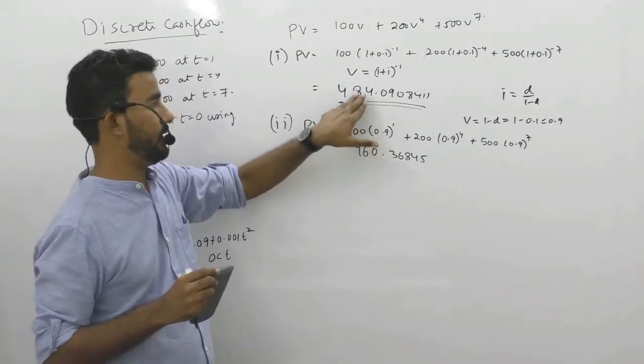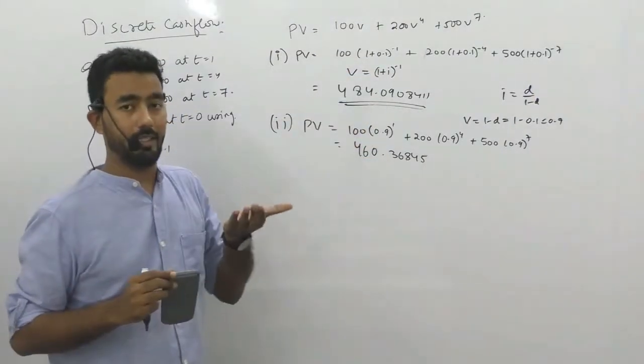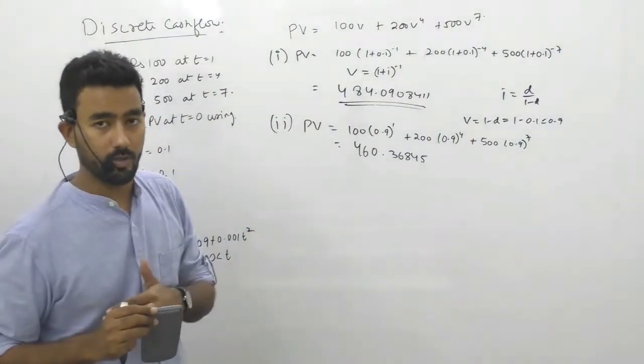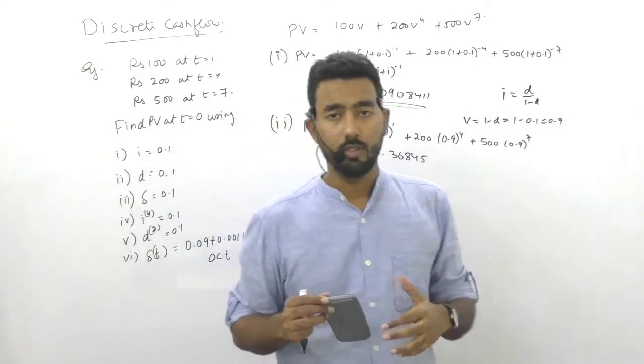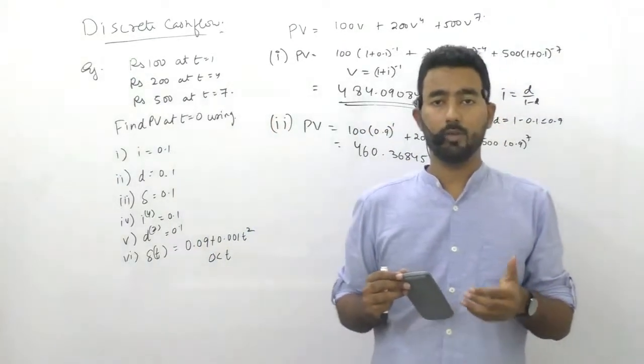So this 484 is at i equal to 10%. When you increase the interest rate, the present values tend to reduce. If you increase the interest rate, the values are discounted even more. More discounting means that the present value decreases more.